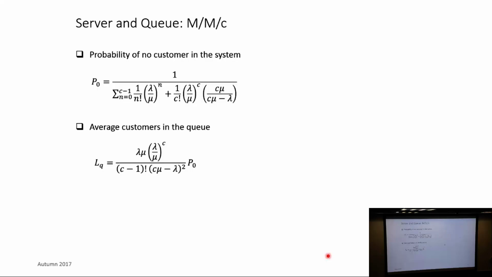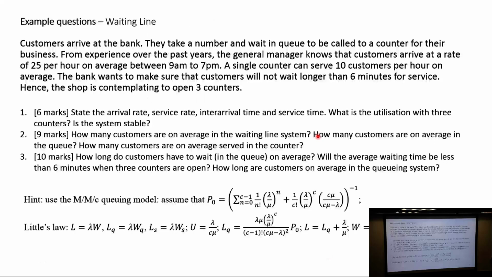Okay, I want to use an example to show how we're going to calculate this: people going to a bank. This is a very traditional case of a waiting line. If you go to a bank, you take a number and wait in the queue, waiting to be called to one of the counters. Usually in a bank we have multiple counters. Here we have 3 counters, and a single counter can serve 10 customers per hour. The arrival rate is 25 per hour. And we hope to make sure the waiting is no longer than 6 minutes. So this is all the information here.